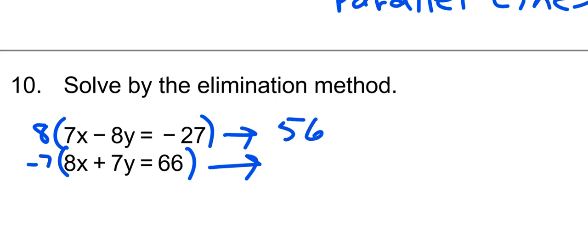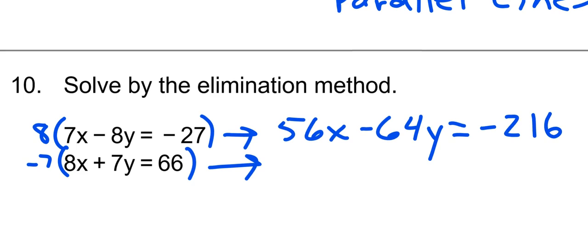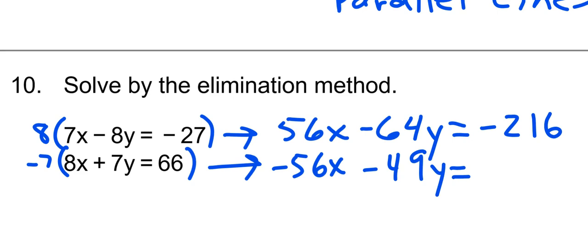What do we got there? 56x minus 64y equals -160 and -56, negative 216, I believe. And then negative 56x minus 49y equals negative 420 minus 42, negative 462. Is that right? Yes. All right.